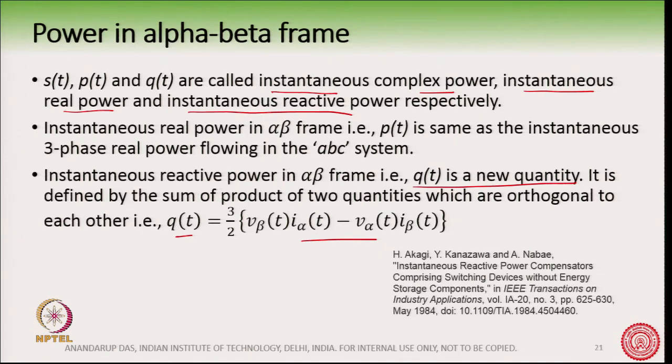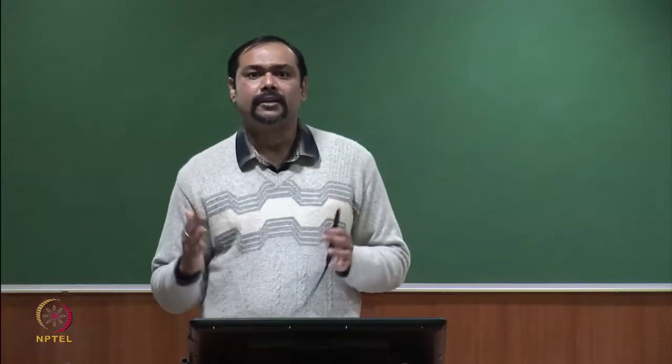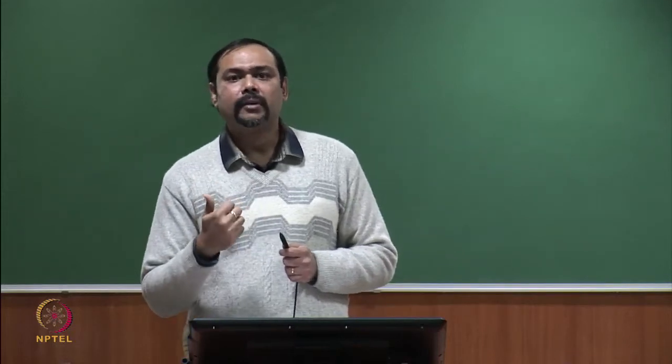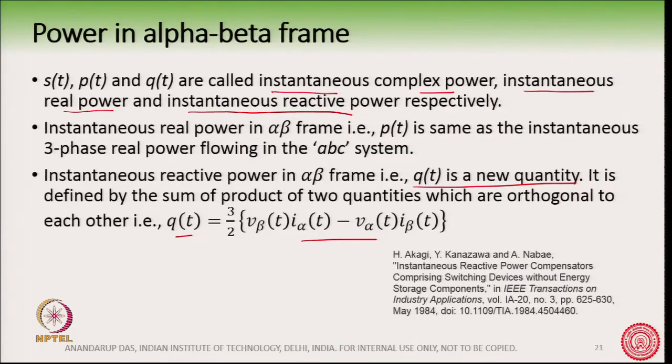However, reactive power is difficult, because traditionally it is defined as power which flows back and forth between source and load. There has been a lot of debate on what exactly reactive power is on an instantaneous basis. Even that debate still goes on. How do you exactly define the reactive power in presence of unbalance, in presence of harmonics, etc.?